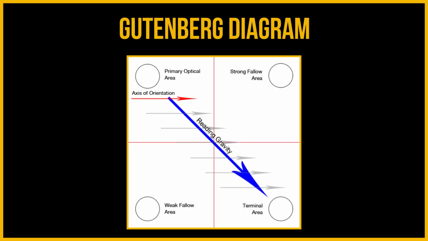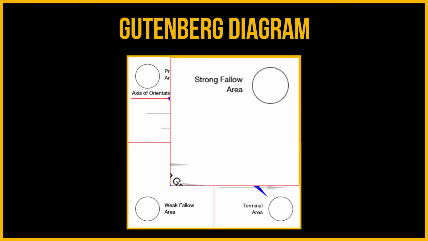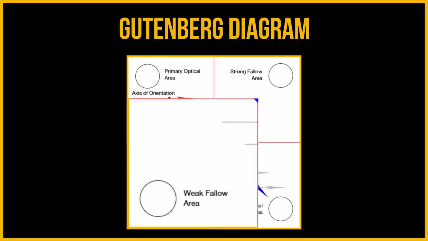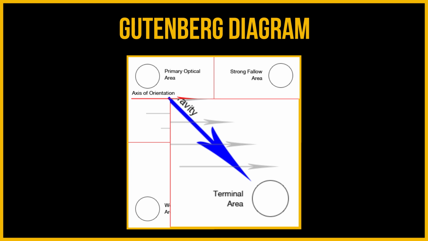The Gutenberg diagram divides the layout into 4 quadrants. Primary optical area located in the top left, strong fallow area located in the top right, weak fallow area located in the bottom left, and finally terminal area located in the bottom right.